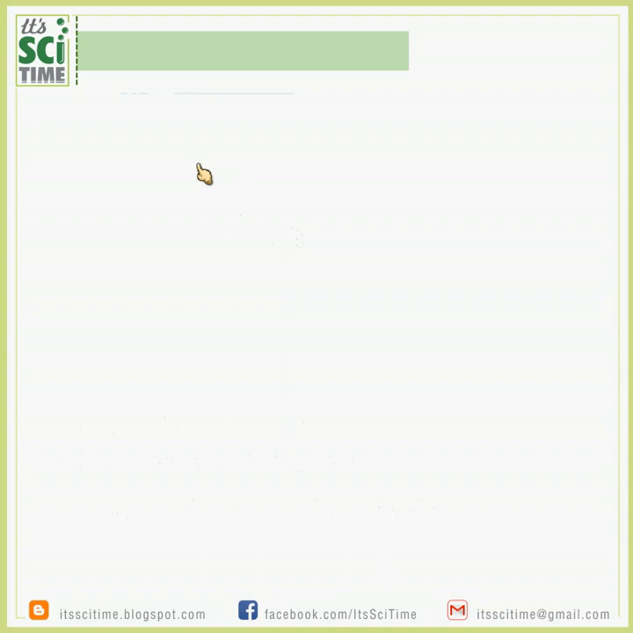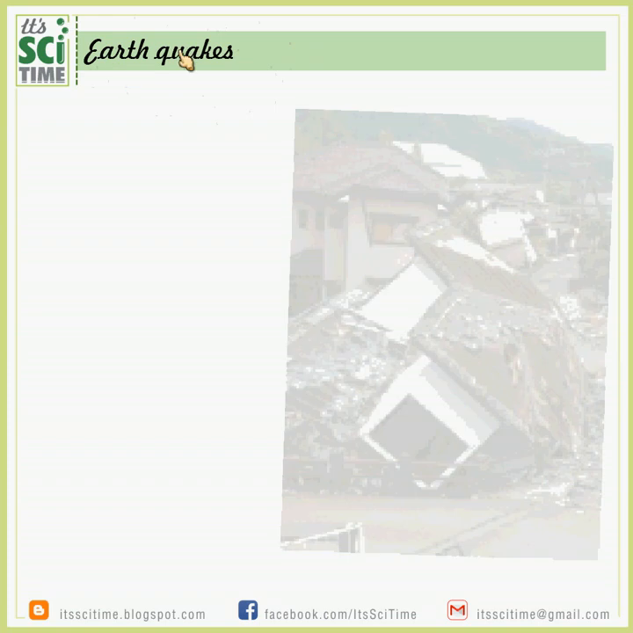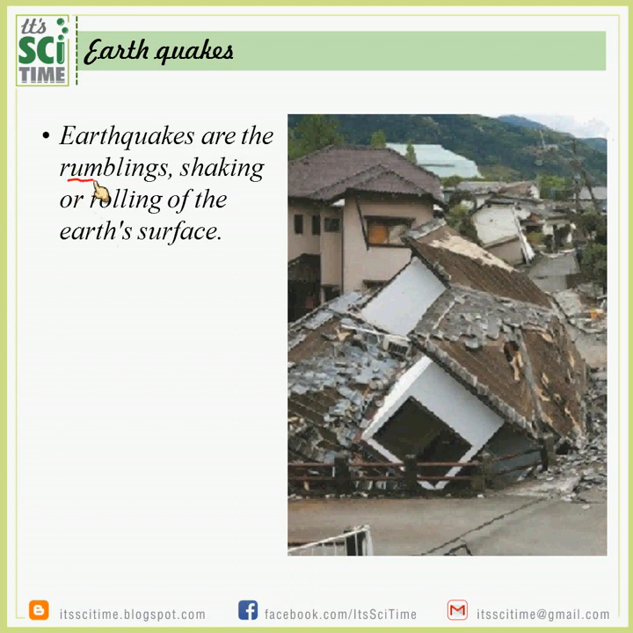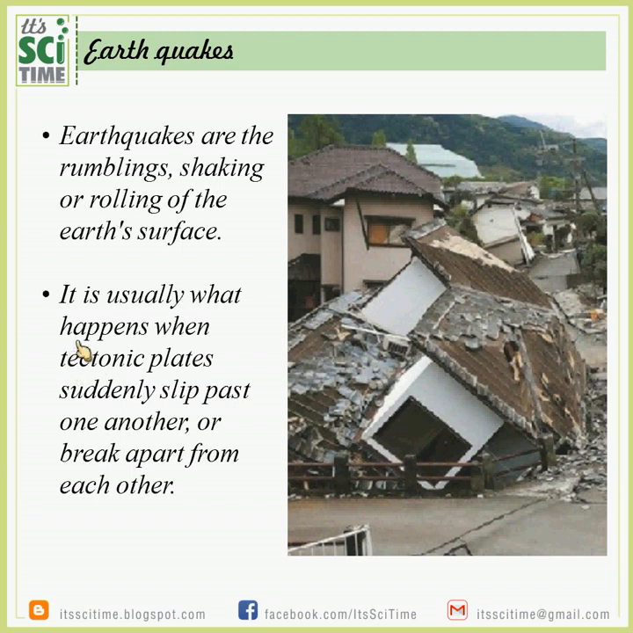And as we learned, when plates slide apart, earthquakes can occur. An earthquake may be shaking the ground, rumbling the ground, or rolling the ground. Normally the earth's surface moves like this and you can see the disaster which can be caused by an earthquake. It's usually what happens when the tectonic plates slip past or break apart. In these two events an earthquake can occur.